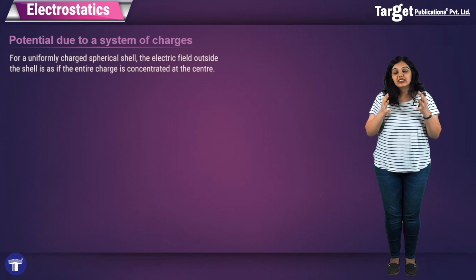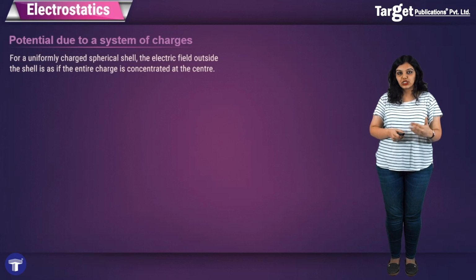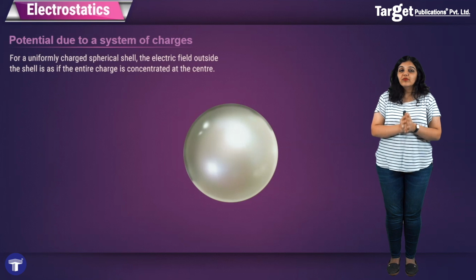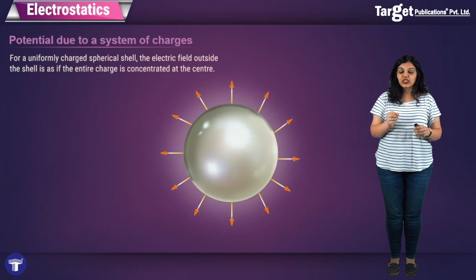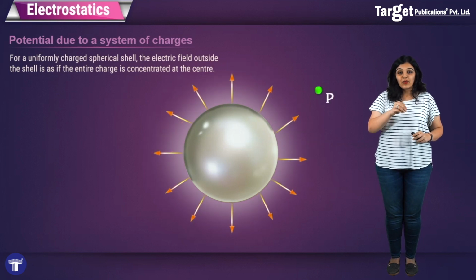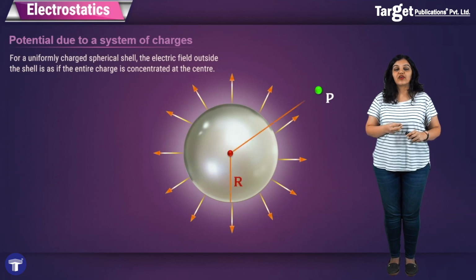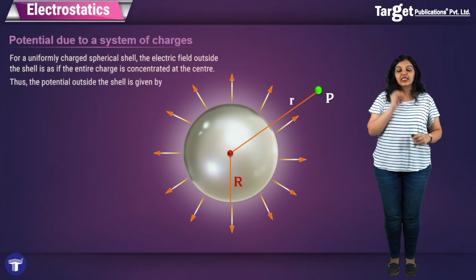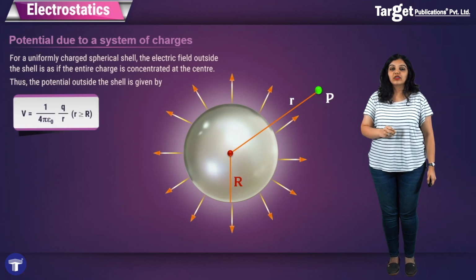From this, by using this same logical principle, I can find the value of the potential for some symmetrical shapes. One important symmetrical shape is the spherical shell. Let's say that I have a uniformly charged spherical shell and I want to find the electrostatic potential at some point P, which is at a distance small r from the center of this shell, whose radius is capital R. Then I see that the potential outside the shell at this point P comes out to be 1 upon 4 pi epsilon naught q upon small r.